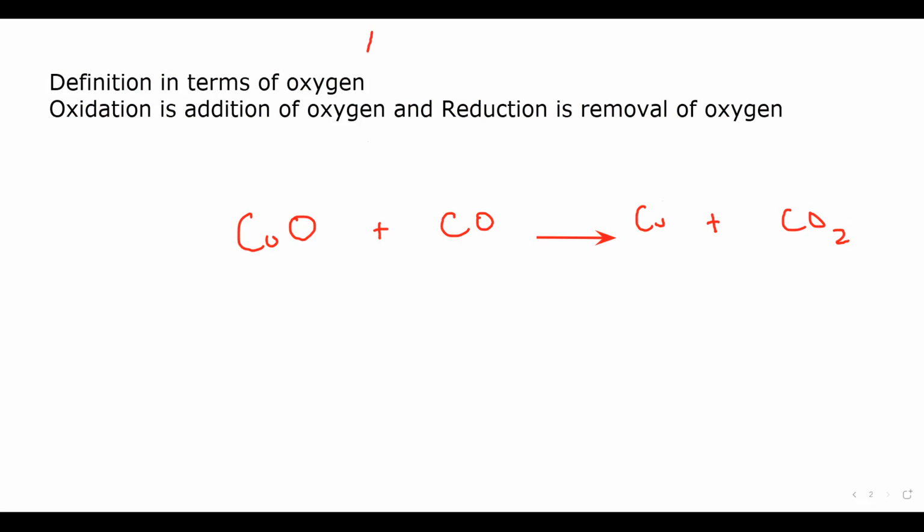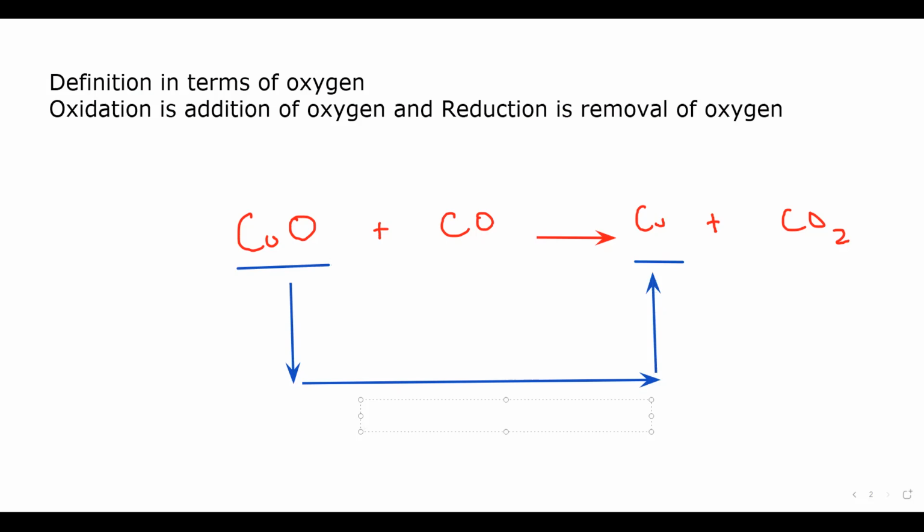When we check the first part, first it is copper oxide and then it turned into copper. So when copper oxide turned into copper, it shows that oxygen is removed. And when oxygen is removed, we call that removal of oxygen reduction. So this change of copper oxide to copper metal, we call that reduction.